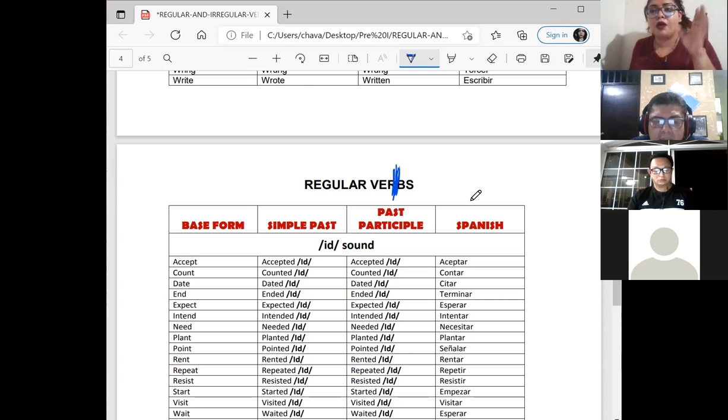Entonces, les voy a dar tiempo, vamos a hacer nuestras oraciones. Cuando están listos, ustedes me van avisando, ¿verdad? Cuando ya estemos listos, vamos a decir nuestras oraciones utilizando las estructuras. Y pueden revisar la lista para que vayan viendo sus verbos. ¿Cuáles son los verbos que más les gustan para realizar sus oraciones?